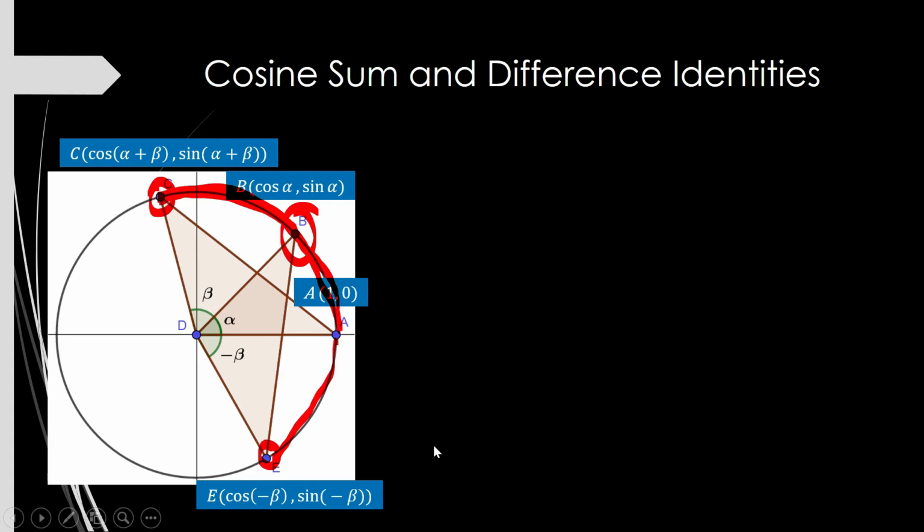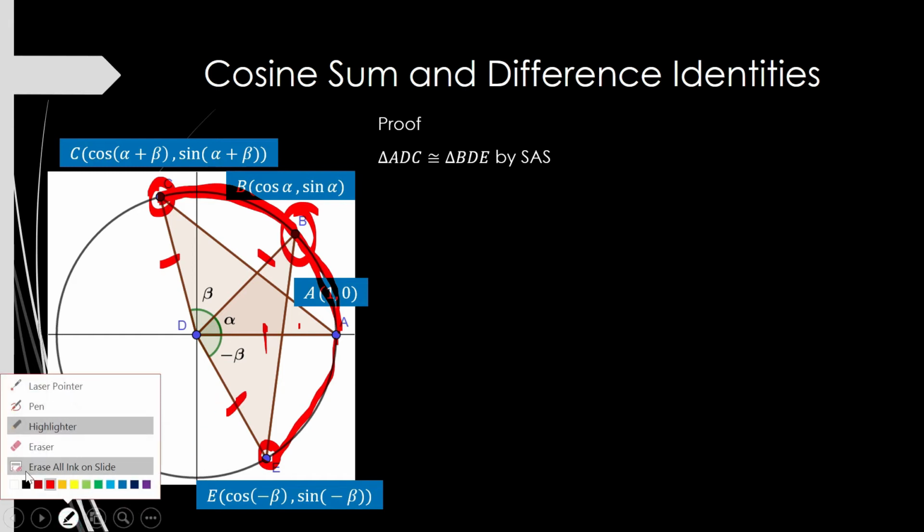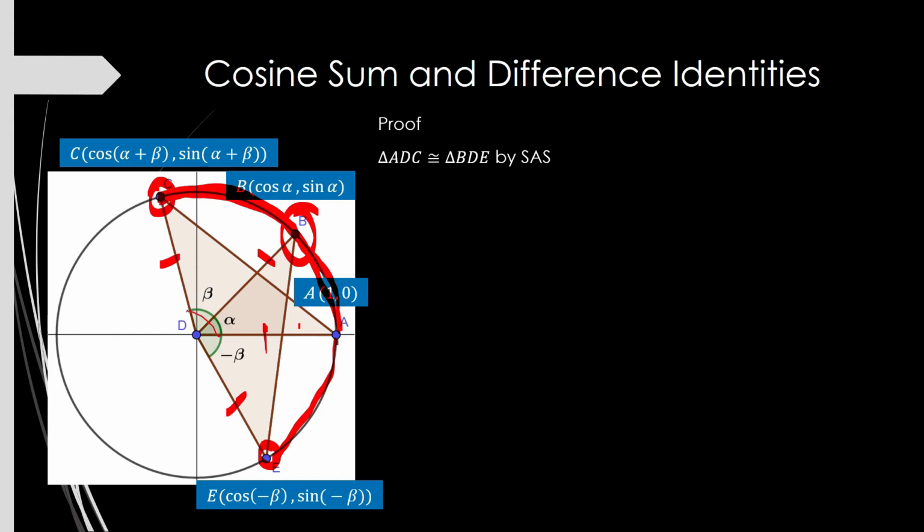So we now have our two isosceles triangles. Why so? Because their sides, these are the radii of our unit circle. All of them are equal to 1 in length. Now, their included angles are also congruent. Look at that, this one is alpha plus beta. Now, this one is alpha and this one is negative beta.